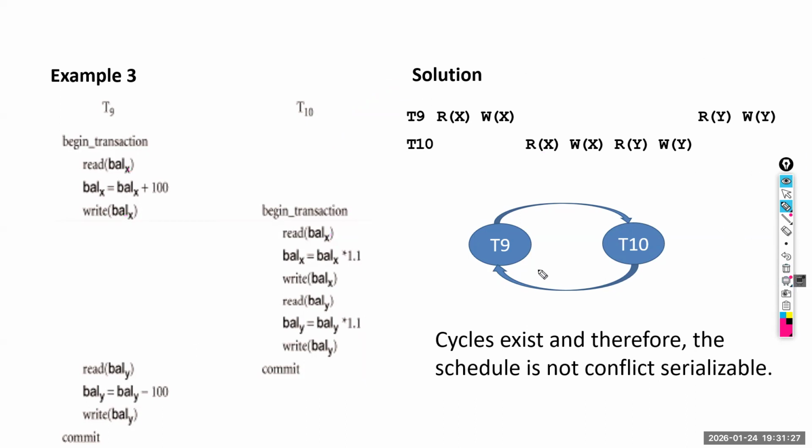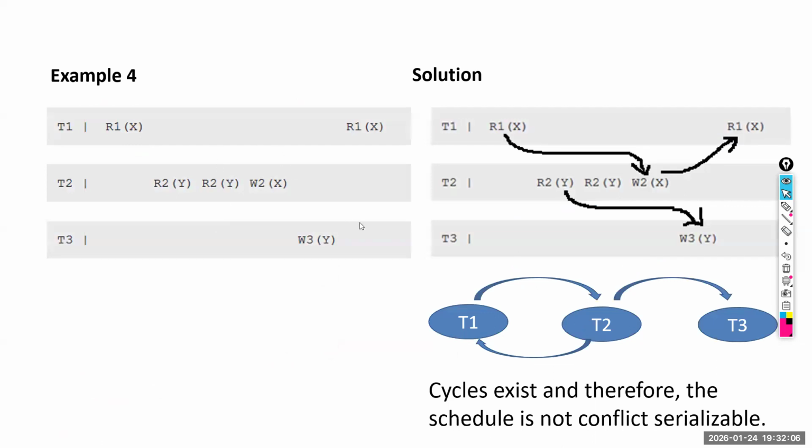Now again, you need to check the dependencies. This is the same transaction, so not a possible conflict. But write and read is a possible conflict. Within the same transaction you don't have any conflicts. The first time you access Y, this is not a conflict because it is within the same transaction. And this is a possible conflict, write read. And this one is already taken. So it goes from T9 to T10 and T10 to T9. So a cycle exists, therefore not serializable.